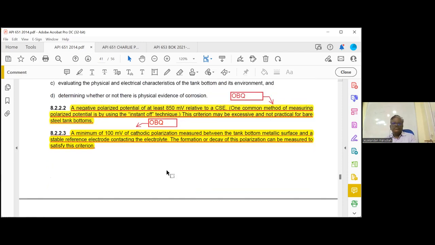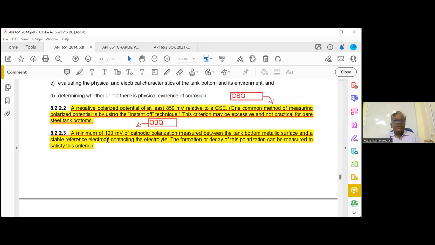Are we saying that we are giving 850 volts through the rectifier to the cathode through the anode? No, that's not through the rectifier. We are giving it around the tank by using a copper sulfate reference electrode. And on the tank, there should be only a 100 millivolt difference. If it is there, then it is acceptable. A 100 millivolt difference means that 750 should be there. Yeah, 750 it should show.